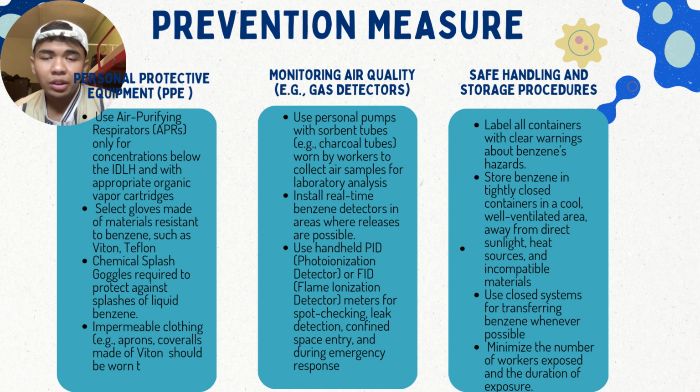For example, aprons and coveralls made of Viton should be worn. Next prevention measure is monitoring air quality, for example, gas detectors. The first one is to use personal pumps with sorbent tubes, for example, charcoal tubes worn by workers to collect air samples for laboratory analysis.